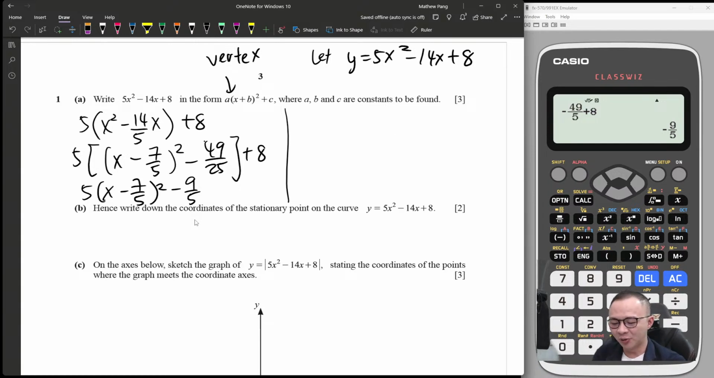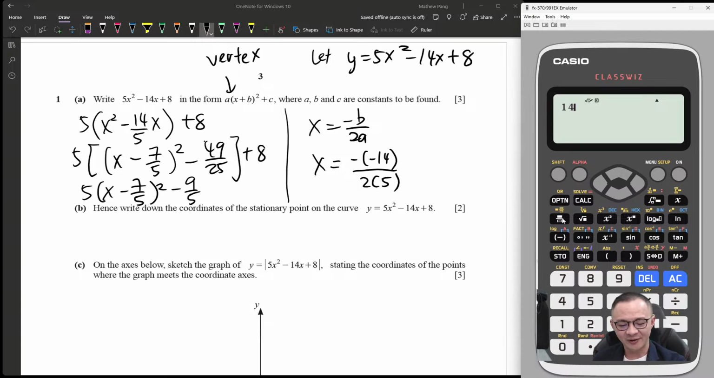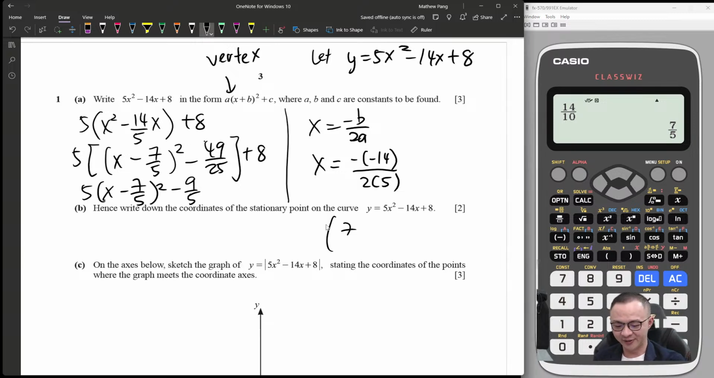Alright, so we know in order to get this x value, the negative 7/2, there's a formula for us to get the minimum x value, or maximum x value, which is negative b divided by 2a. So negative b divided by 2a, my b is 14, right? Negative 14 over 2a, where a is 5. Then I can just type 14 divided by 10. Then I literally get the 7 over 5 as my minimum coordinate.